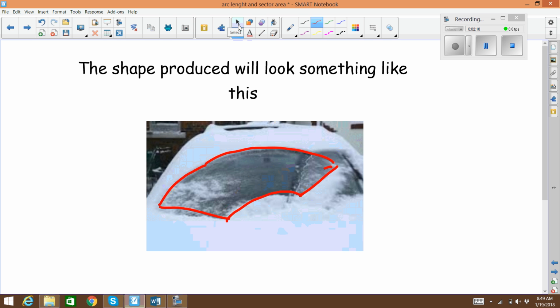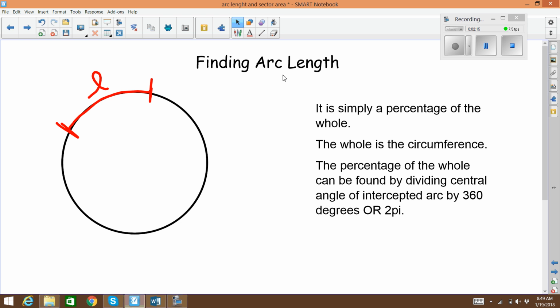So we're going to start with something a little more basic. We're going to begin with just how to find arc length. This may be something that you learned in geometry, so this might be review. And if it's review for you, then you can just flip through this video really quickly.